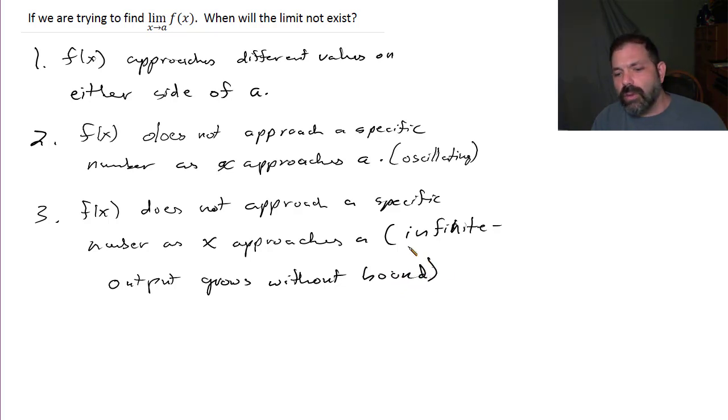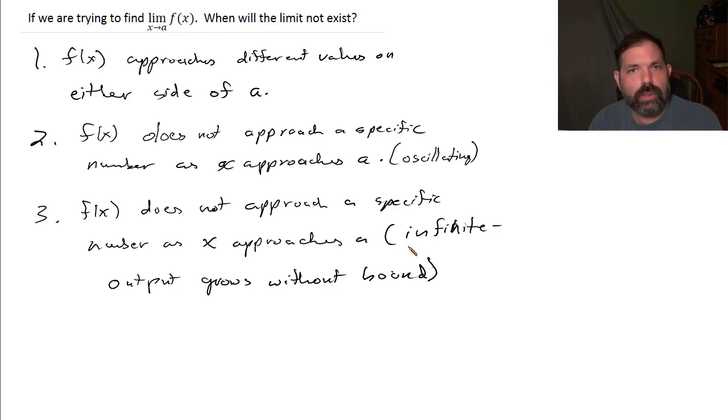So those are the three situations that we can have where a limit will not exist. If we approach different values, depending on which side of A we have. If we're not approaching a specific number, and we have two different sort of subcases. Either an oscillation, where the outputs just jump all around, or the outputs grow very large in either a positive direction or a negative direction, depending on what we have. Okay, so that's when a limit will not exist.